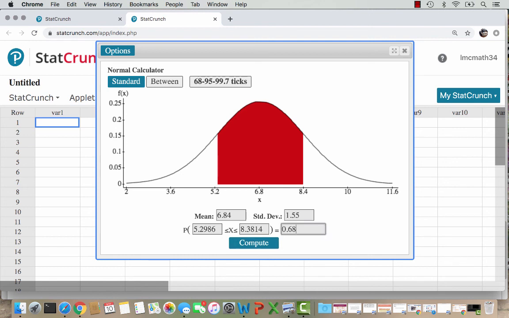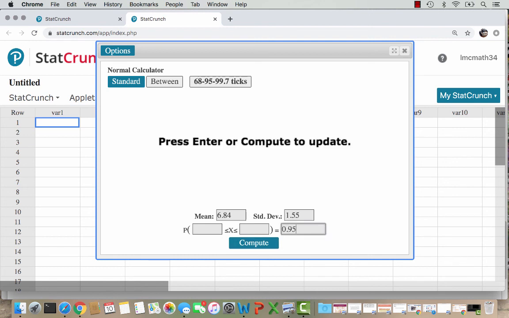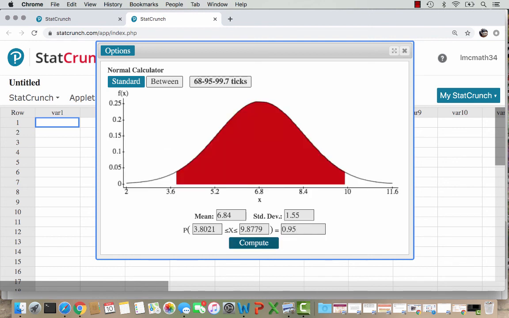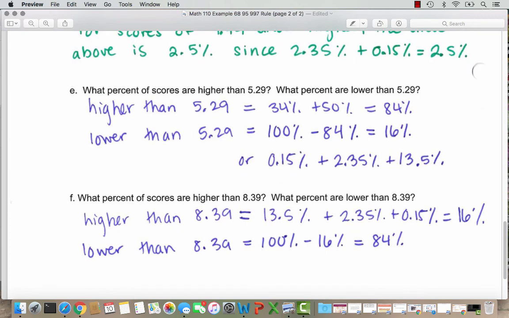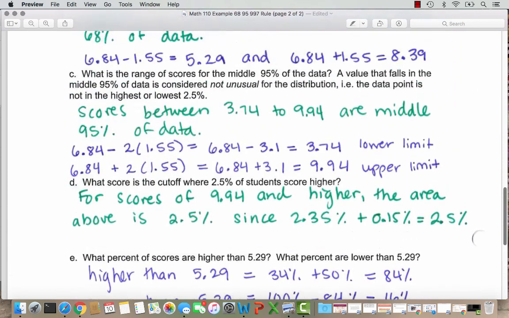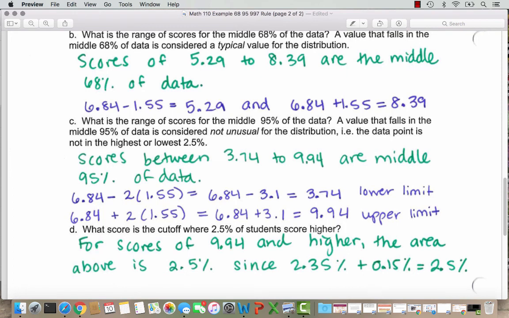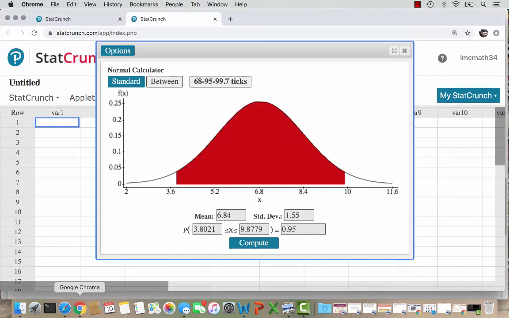If you want to check the 95%, we see it's a little bit different, and that's due to rounding and slight differences. So this 95% value corresponding to 2 standard deviations here in part C, that's a little bit rounded. It's not quite 2 standard deviations. So our scores that we estimated, 3.74 to 9.94, were very close, but a little bit different from StatCrunch.